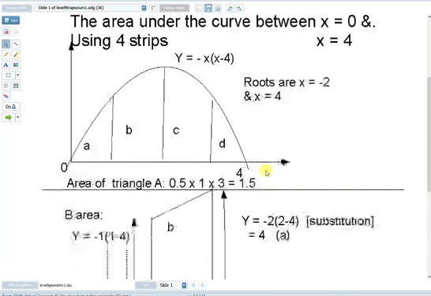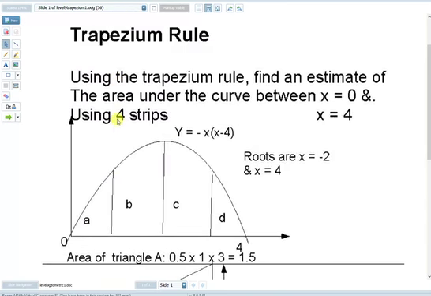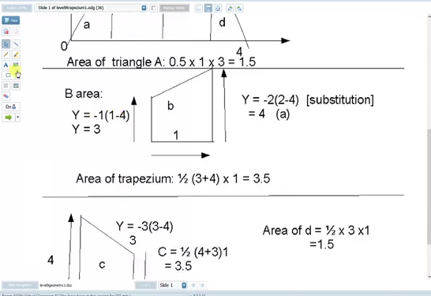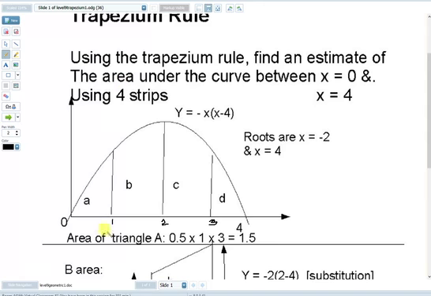What we need to do is work out how long each one of these strips is, using 4 strips. This one here would be 1 across, this one here would be 2, and this one here would be 3 across. Because we're using 4 strips, each one has to be 1 across.